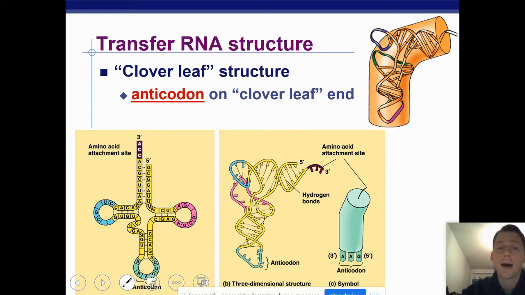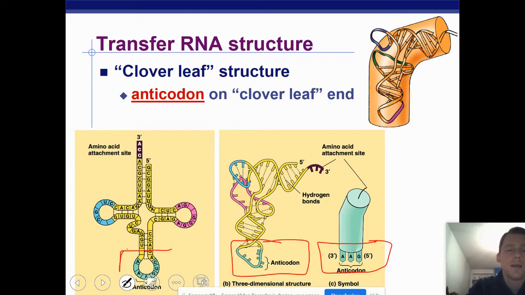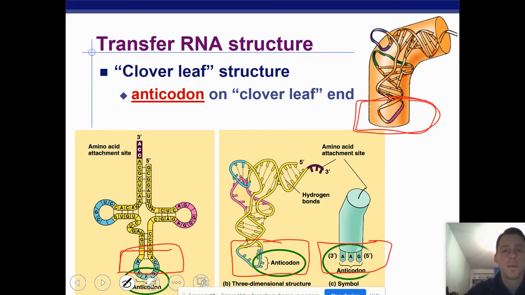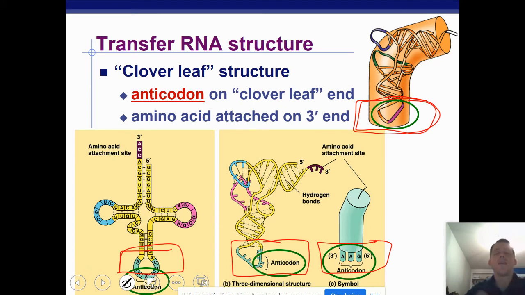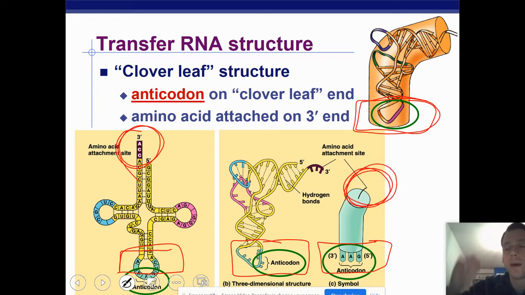So that's like the bottom of the tRNA. The anticodon is down here. Notice this one is AAG. That's what's going to help it match up to the codon. Here's the anticodon, and again, there's the anticodon. So the anticodon on this top picture would be here. And then we have the amino acid attached on the 3' end, which is the opposite end, there and there. It's like the wick of the candlestick.